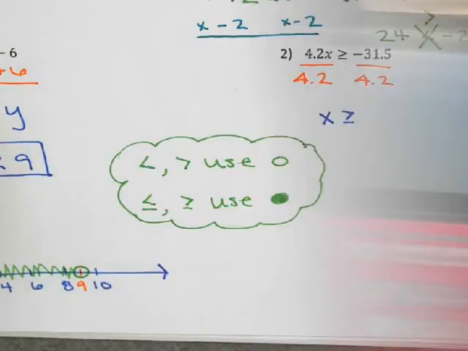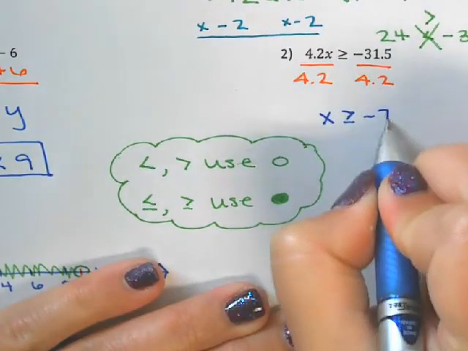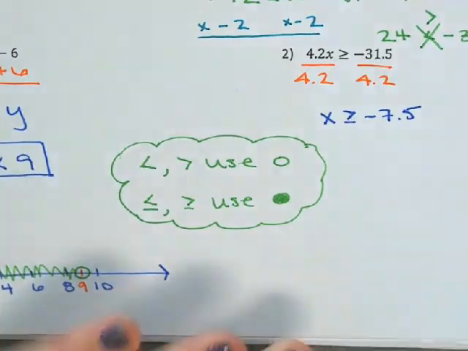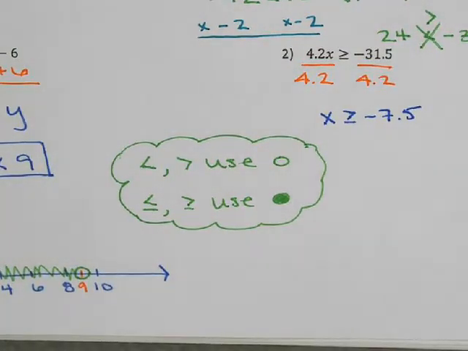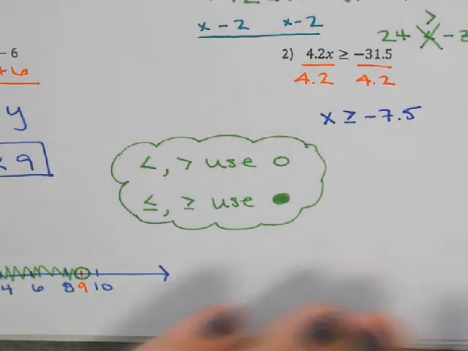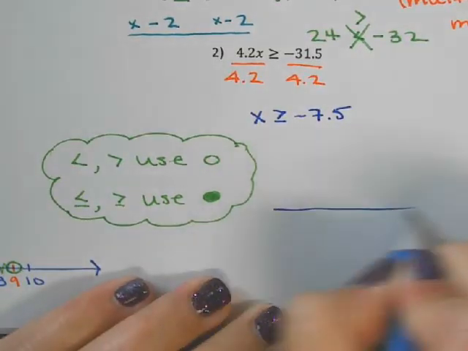Negative 7.5. And again, it's acceptable to use a decimal because they gave us a decimal to start with. Okay. All right, so then we also have to graph this. So let's draw our number line.